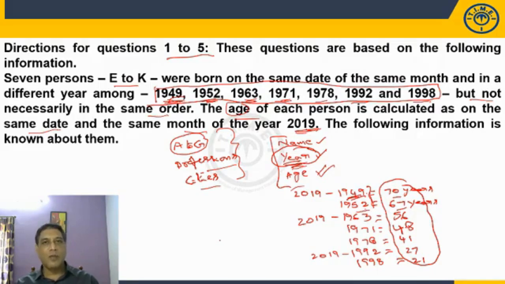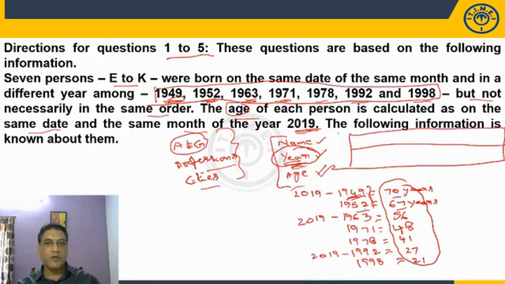Now we also have to match the names. So what do we do? We draw a table. In the table, we write the years here along with the age, and we write the names here. So 1949, 1952. So we will make the years the base.